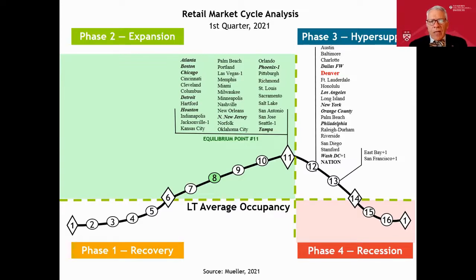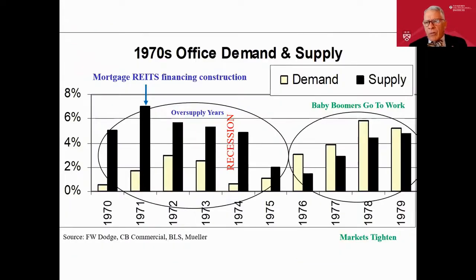Okay, so next slide. So one of the things I want to do is make you students of economic shifts and things that go on. So let's go back over the last 4 decades and see what's happened. Here's the demand and supply for office. In the early 70s, you had a demand for office, the yellowish white bar there, running at around 2%, where supply was running at an average rate of around 5%. And we had public mortgage REITs who were financing a lot of that office construction.